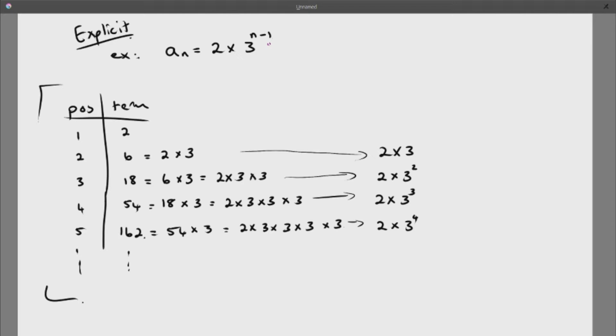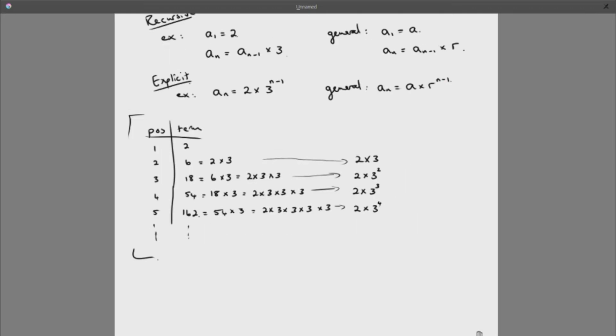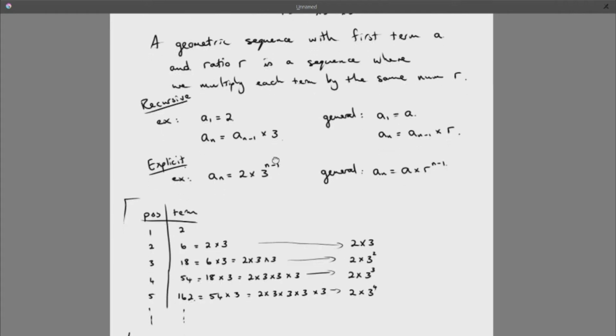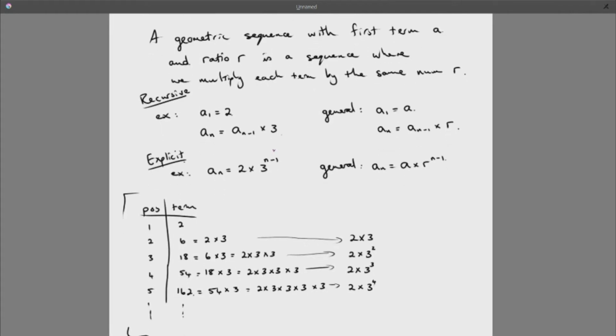We can then say, okay, well, the 2 is the first term, the 3 is the ratio, so that means in general, it'll be a_n equal to a times r to the n minus 1. So let us zoom out and see something like that.